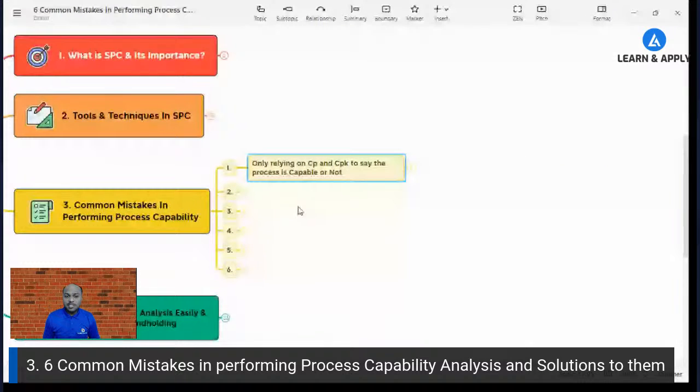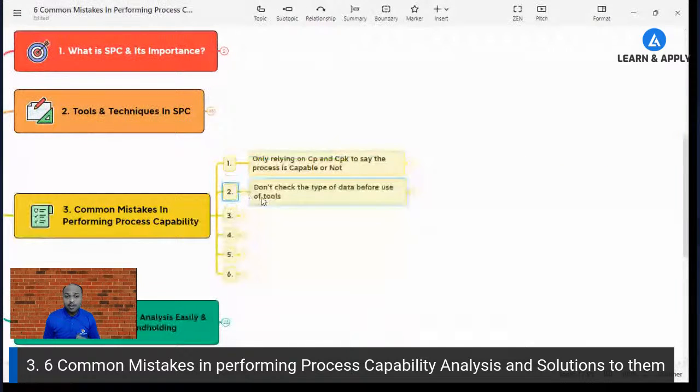Now, what is the second mistake that working professionals or people are making? Not checking the type of data before using the tools. I have seen that working professionals are directly collecting the data and using the normal capability analysis to perform this capability analysis. And whatever results they get, people take actions based on that. This is a wrong practice, right? So this is the second mistake.